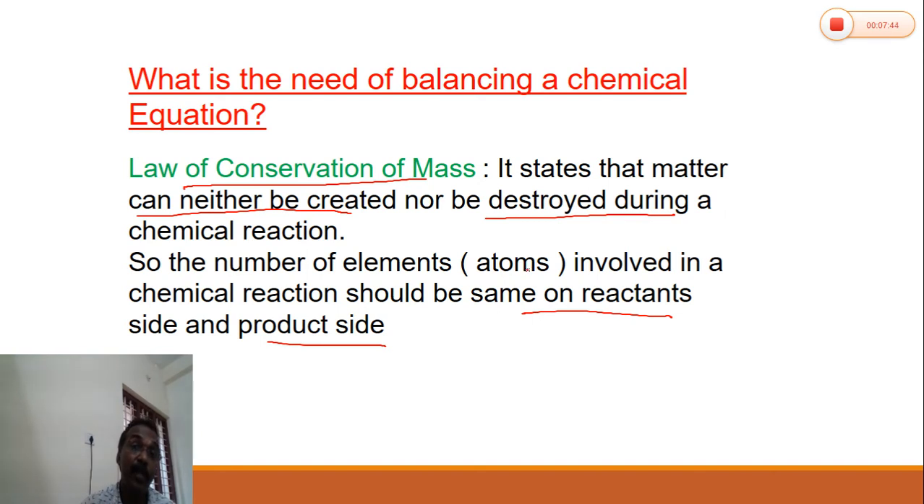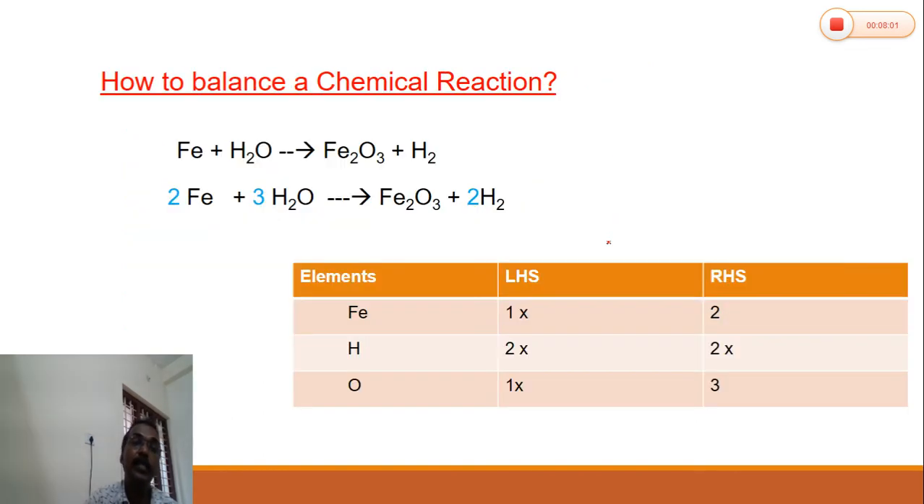So what is the need of balancing a chemical equation? To obey the law of conservation of mass. According to the law of conservation of mass, mass is neither created nor destroyed during a chemical reaction. So the number of atoms on both sides of the arrow should be equal. For that, we balance a chemical equation. Let us study how to balance a chemical equation.